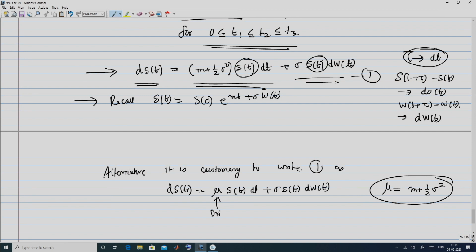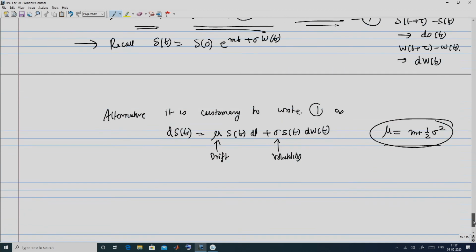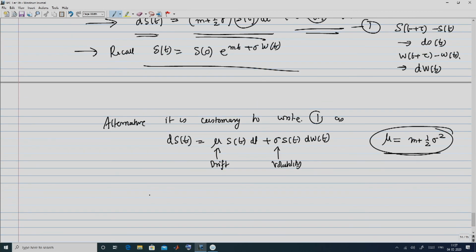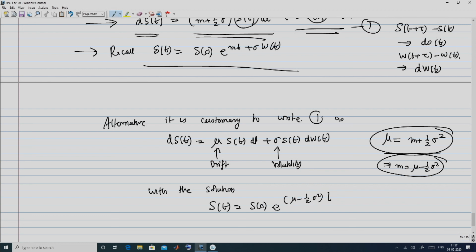A lot of times this is called the drift, and sigma is called the volatility of the asset. So, once you choose m plus half sigma square equal to mu, the second relation accordingly becomes, so this has the solution S(t) is equal to S0. What is m? m is equal to mu minus half sigma square. So, this is e raised to (mu minus half sigma square) t plus sigma W(t).